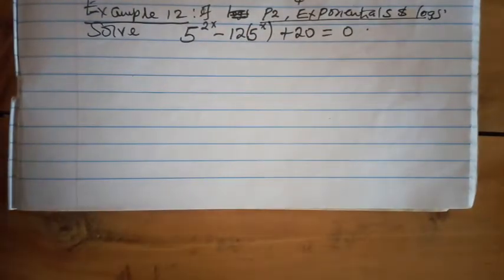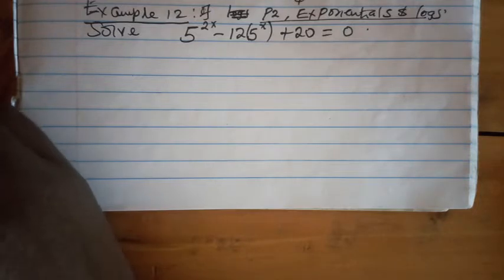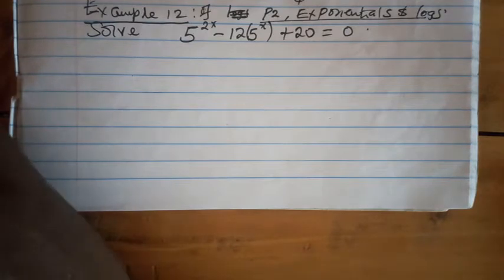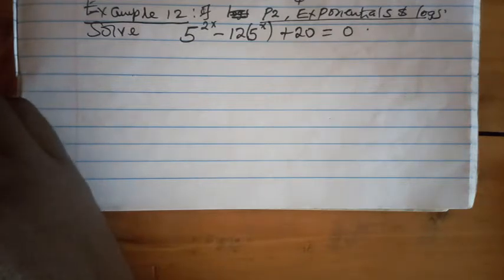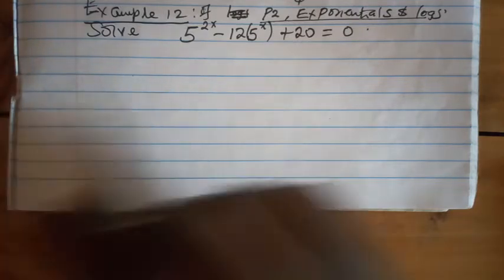And we are faced by a question which is 5 raised to power 2x minus 12 raised to power x plus 12, 5 raised to power x plus 20 is equal to 0. If you look at this equation keenly, you will see there is something that you may relate with. There is something to do with quadratic equations. So it is a quadratic equation of the function 5 raised to power x.